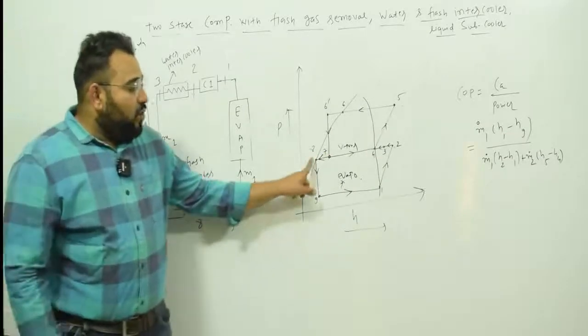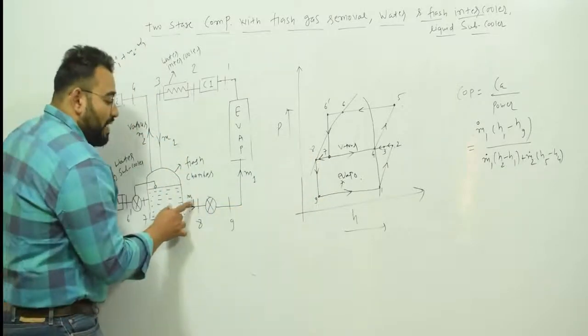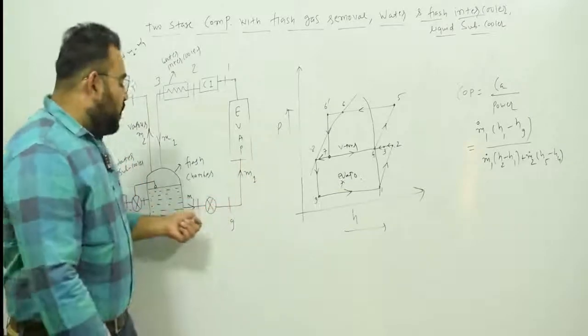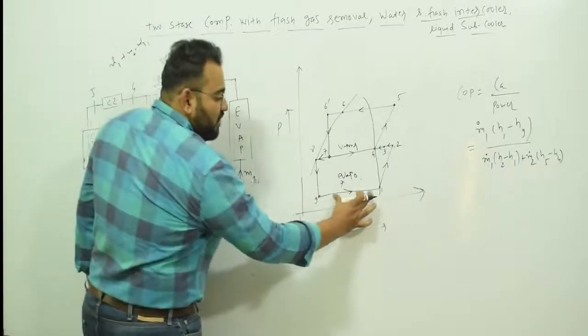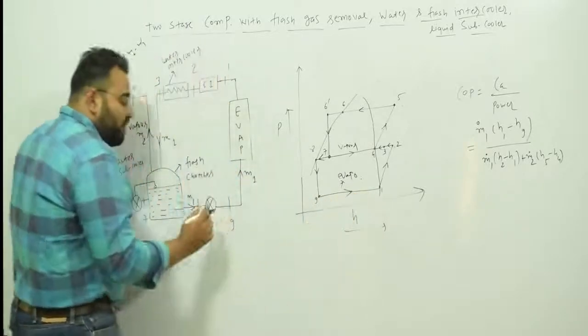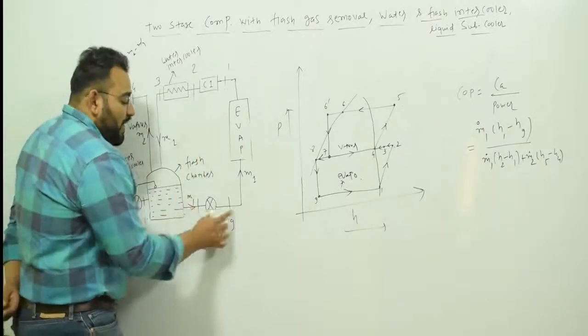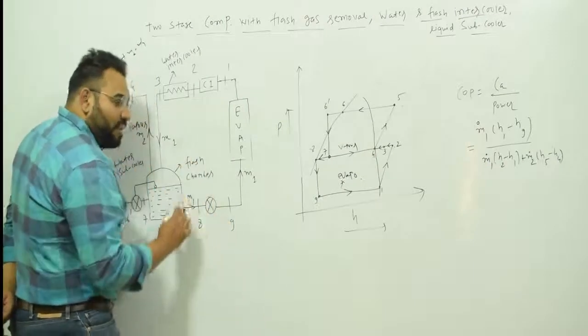Now at point 8 you are on the liquid line, but you are at intermediate pressure. If you want to pass the liquid refrigerant to the evaporator, what do you have to do? At point 8 you have an intermediate pressure and we know that the evaporator is working at a lower pressure, so this is the evaporator pressure. First you have to reduce its pressure by an expansion valve. That's why between 8 to 9 we have put the expansion valve. So throttling happens, pressure will be reduced.